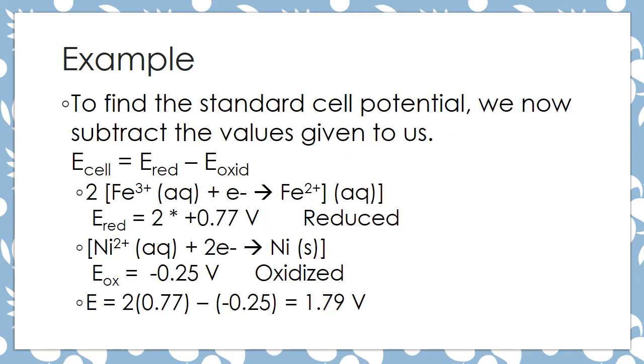Now, if I want to find the electrical potential of that cell, I take 2 times the reduction potential of the iron, because there are 2 of them, minus the reduction potential of the oxidized side. So for the iron 3+ plus electron becoming iron 2+, if I look that up in the table, I see that it has a reduction potential of 0.77. So I multiply that times 2. If I look up the nickel reaction in a table, I get negative 0.25 as its reduction potential. So if I take 2 times 0.77 minus negative 0.25, I get 1.79 volts as the standard potential of that cell, and it is spontaneous.